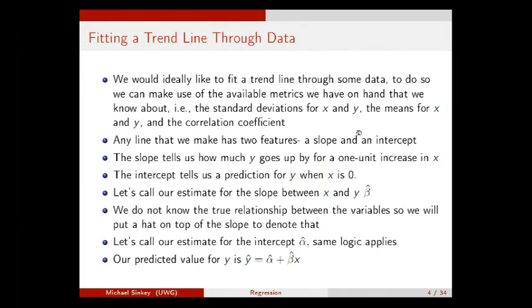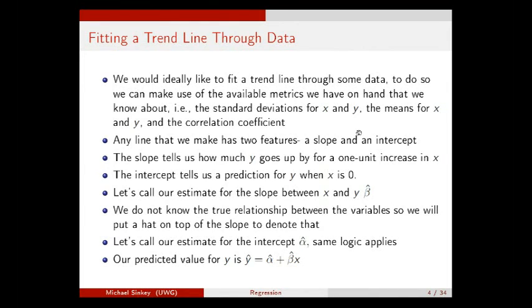So if I have a slope of minus 0.33, that means when x goes up by 1, y goes down by 0.33. If I have a slope of 2.4, that means when x goes up 1, y goes up 2.4. The intercept gives us a prediction for when x is 0. So we have to start our line somewhere, and that's what the intercept tells us.